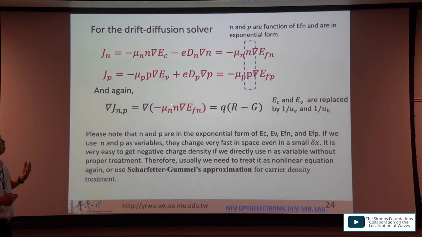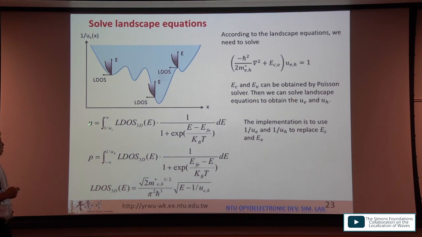So if you already have a Poisson drift diffusion solver, the only thing you need to change is the carrier density counting. Originally you use EC, now you change it into 1 over U C. So that's why I tell you that we actually finished the code in 1 week. And of course, we spent a lot of months to debug.